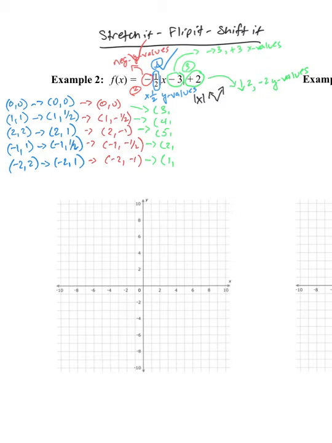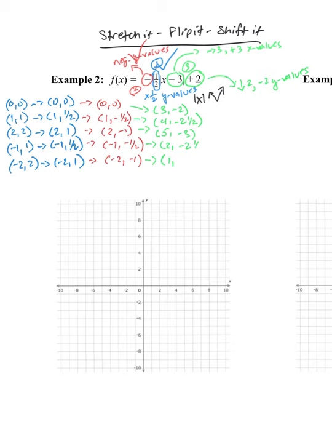And then we are subtracting 2 from our y values. So this is now negative 2 there. Subtracting 2, we get negative 2.5, or negative 3 halves, if you will. This goes to negative 3.